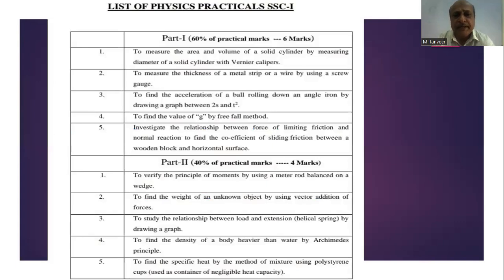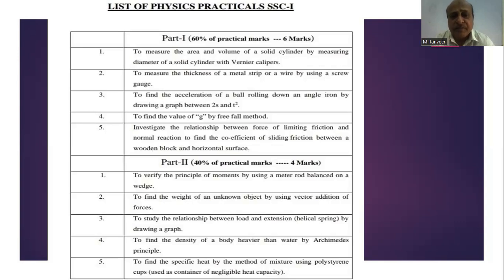So, the list of physics practicals. These are the practicals which you have to perform in the lab. This list consists of two parts, part 1 and part 2. Part 1 is 60% of the practical marks, that means it is of 6 marks. And part 2 consists of 40% of the practical marks, that is, it is of 4 marks. In part 1, there are 5 practicals, and in part 2, there are also 5 practicals.